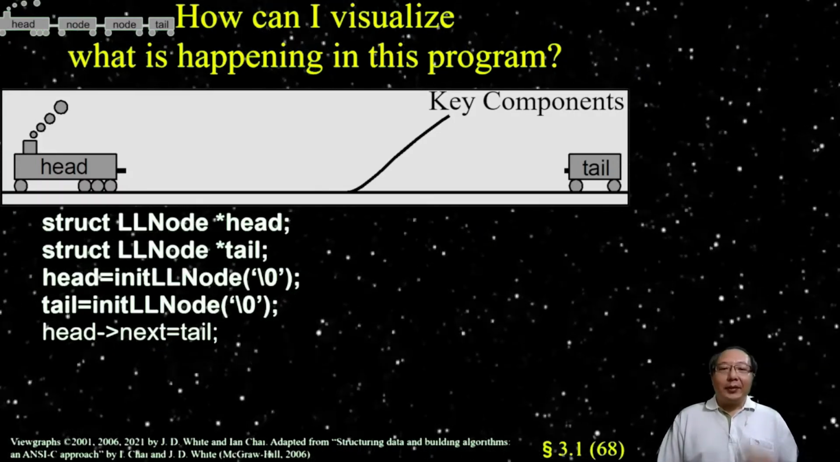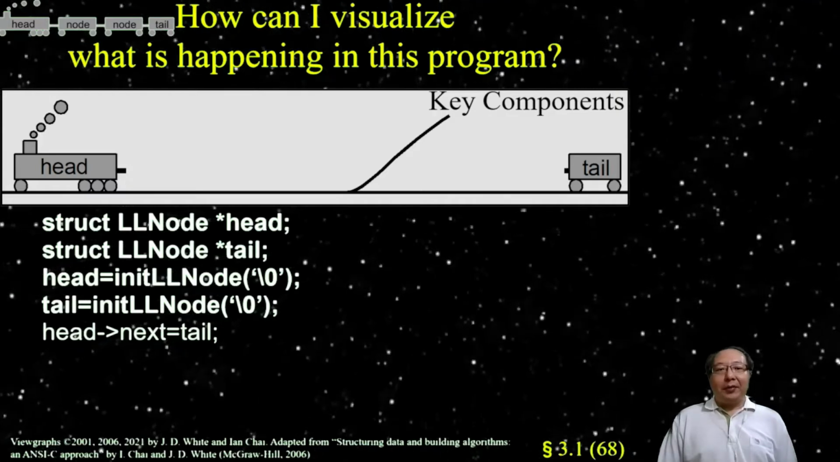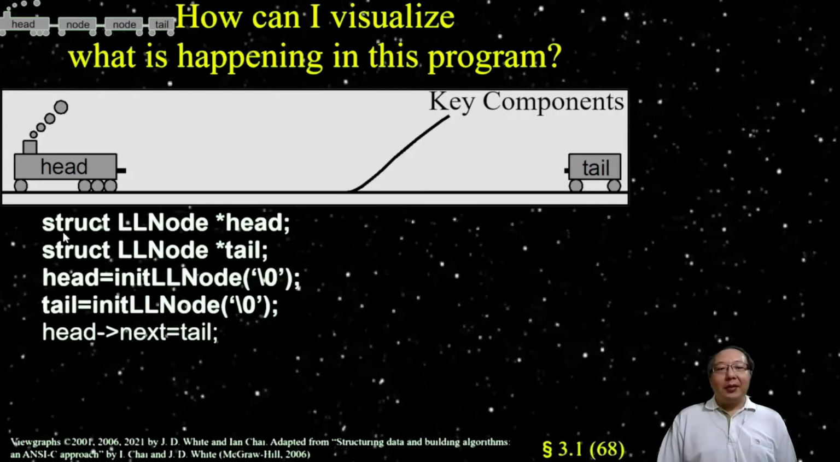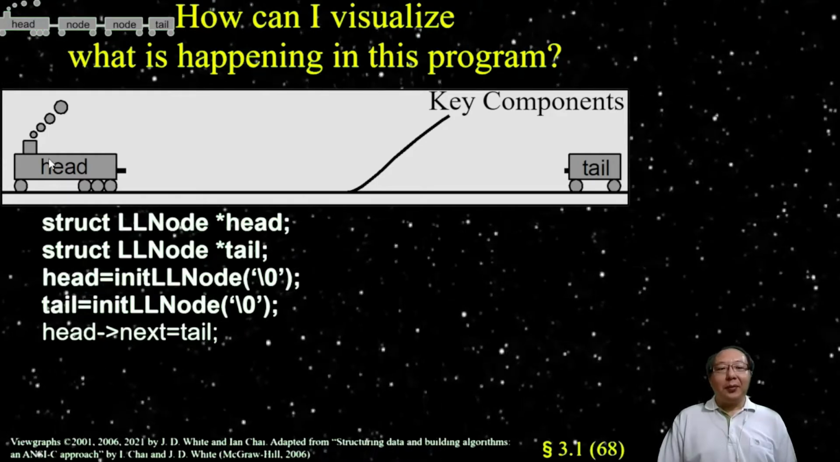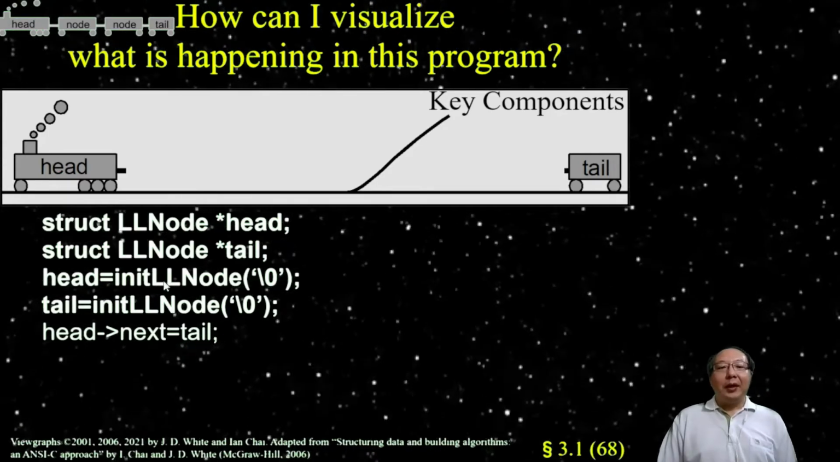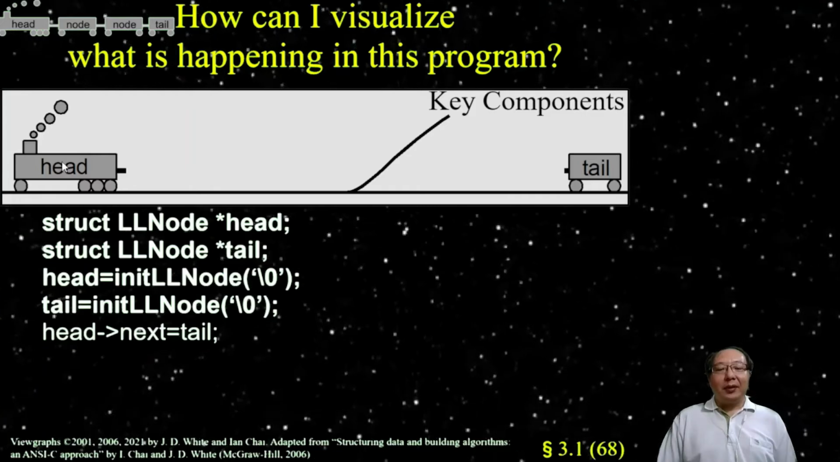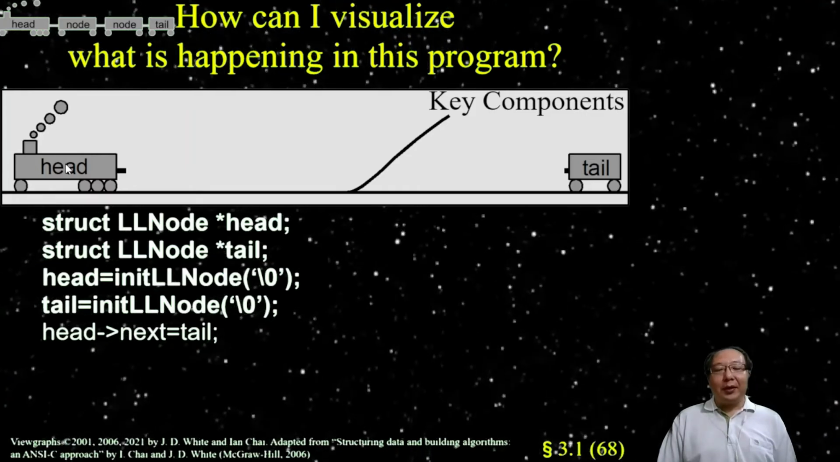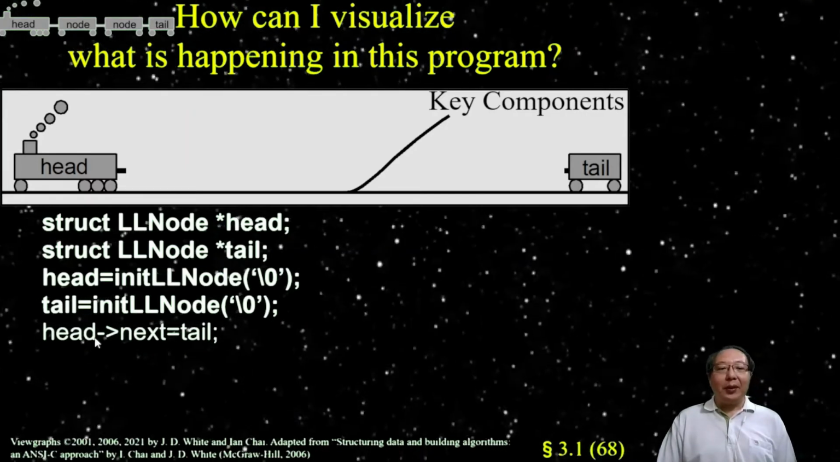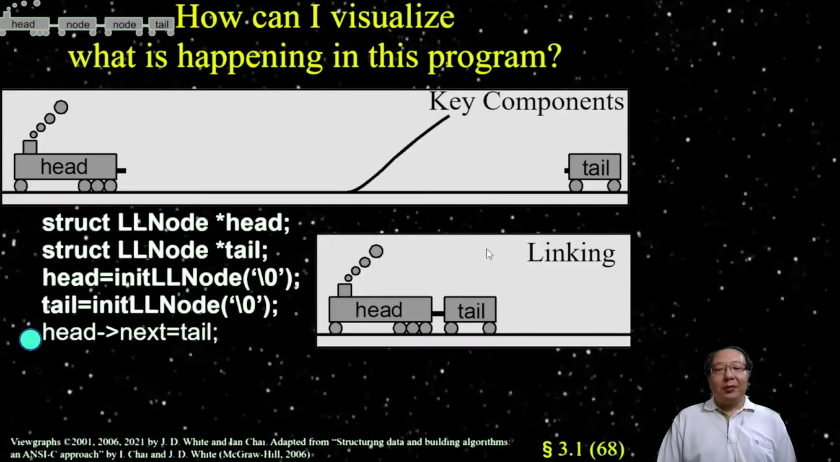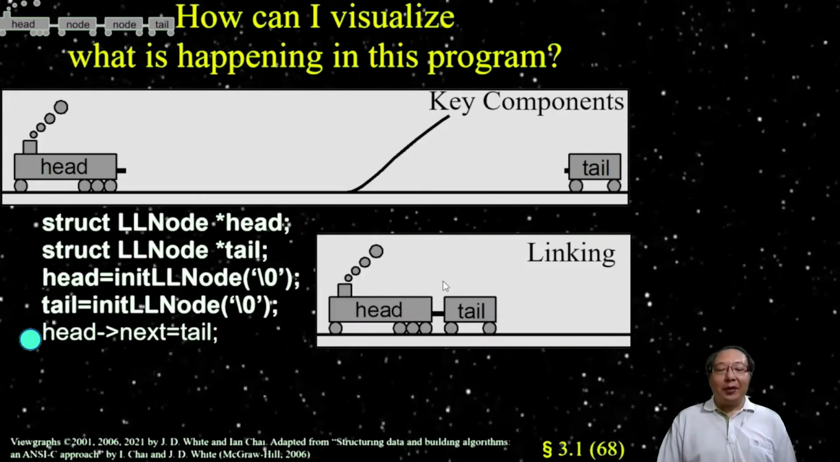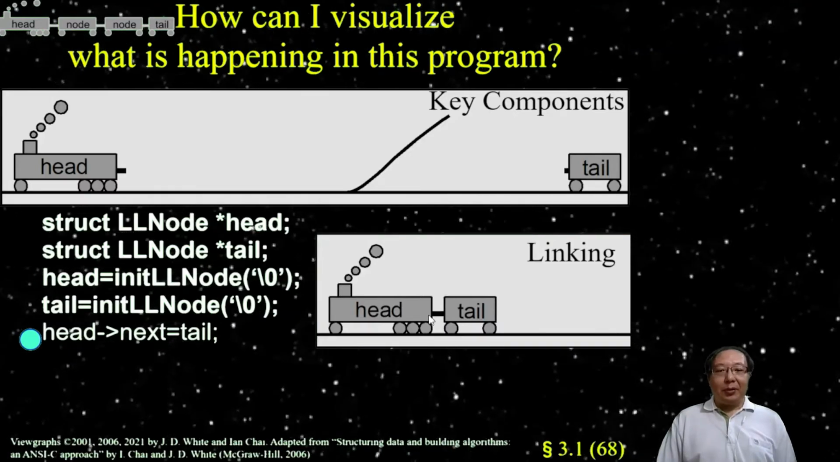Think of it as a train, right? So we have this struct LL node head, struct LL node tail. So the head node and the tail node, and we initialize them to null to indicate that it's the head and tail node. Then at first we connect head to the tail. So that means the head is connected directly to the tail. There is no data in between.